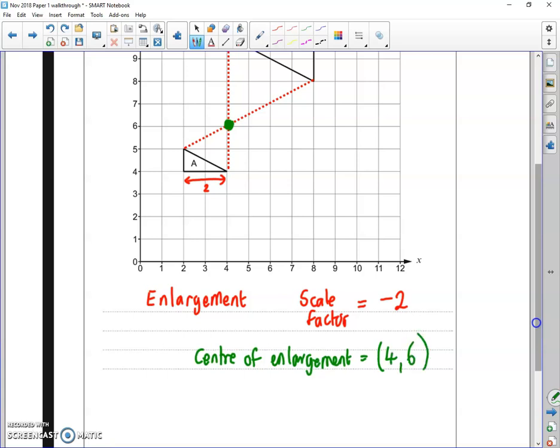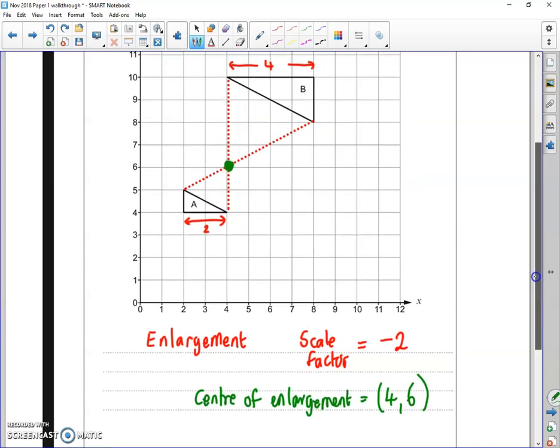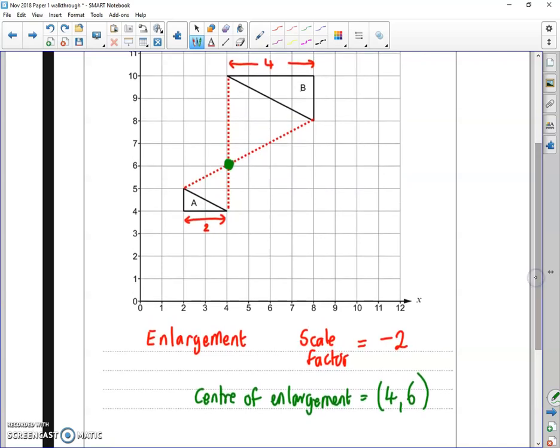for 3 marks. Okay, so say what it is, say by how much, and say from where. Enlargement, scale factor minus 2 because it's double and upside down. Centre of enlargement, like I say, do your ray lines, where they meet, where they cross, that's your centre of enlargement.